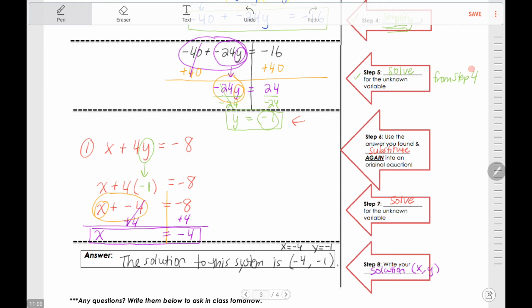Why do we write the sentence? Well, this is going to help us when we do word problems where sentences are required in our solution.